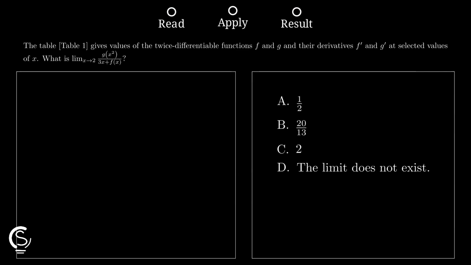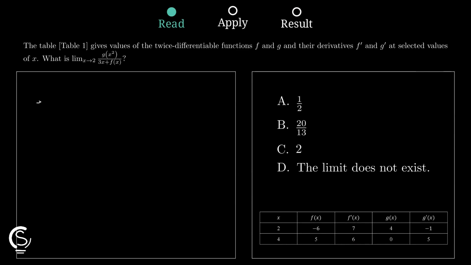Plug x equals 2 into the expression. This gives g of 4 divided by 6 plus f of 2. From the table, both values are 0, resulting in 0 over 0.